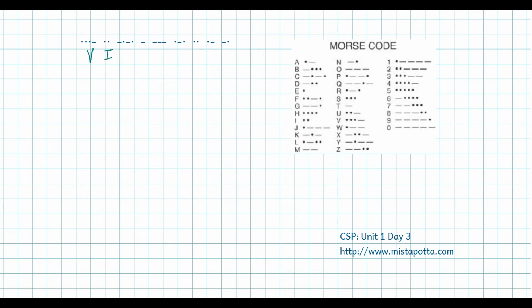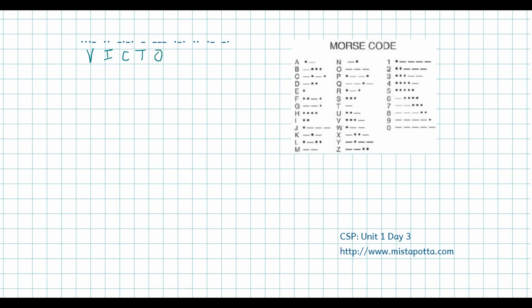I see a dash dot, dash dot. So if I look for dash dot, that's C. Then I've got a single dash. That's going to be the letter T. Then I've got the dash, dash, dash. That's going to be the letter O.